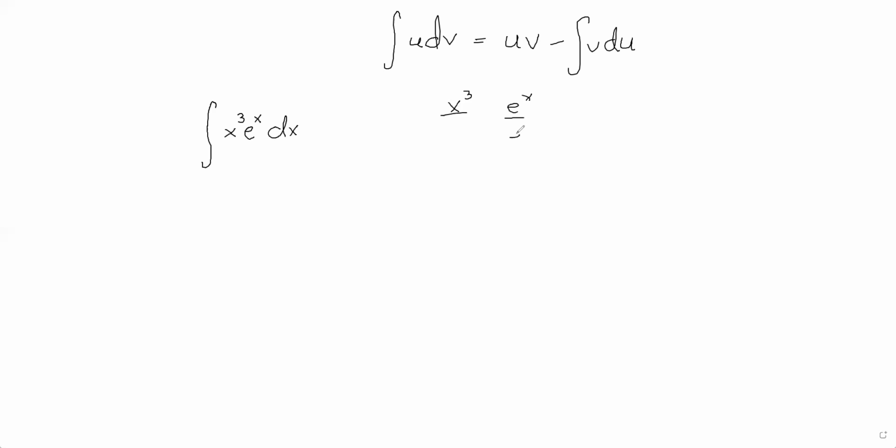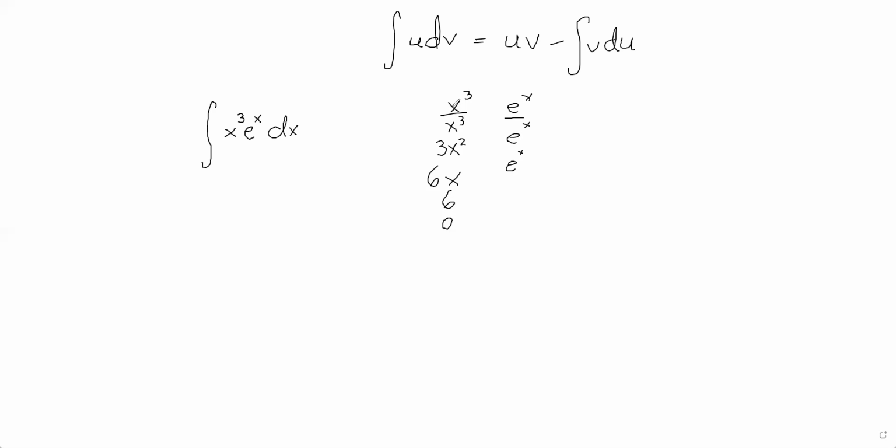So when we take the derivative of e to the x, we just keep getting e to the x over and over again. But when we take the derivative of x cubed, we get 3x squared. When we take the derivative of 3x squared, we get 6x. When we take the derivative of 6x, we get 6. And then, of course, the derivative of 6 is just 0.